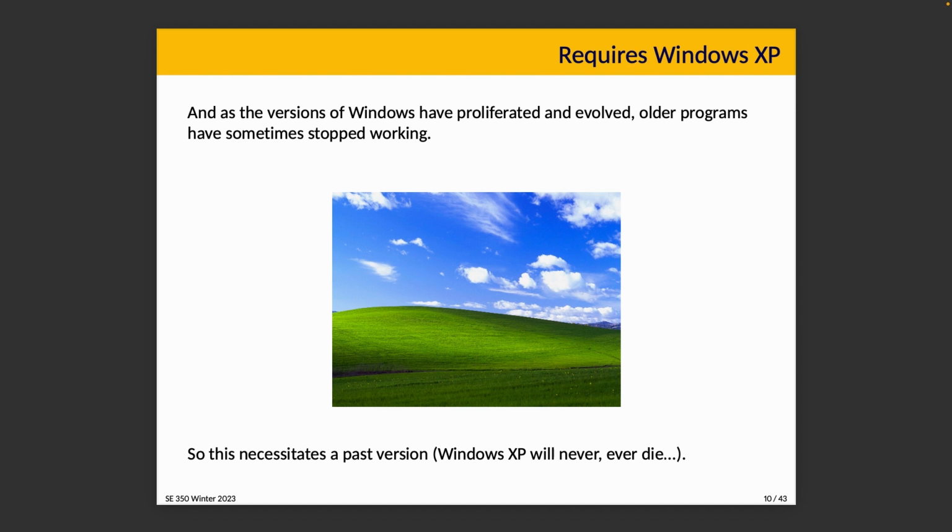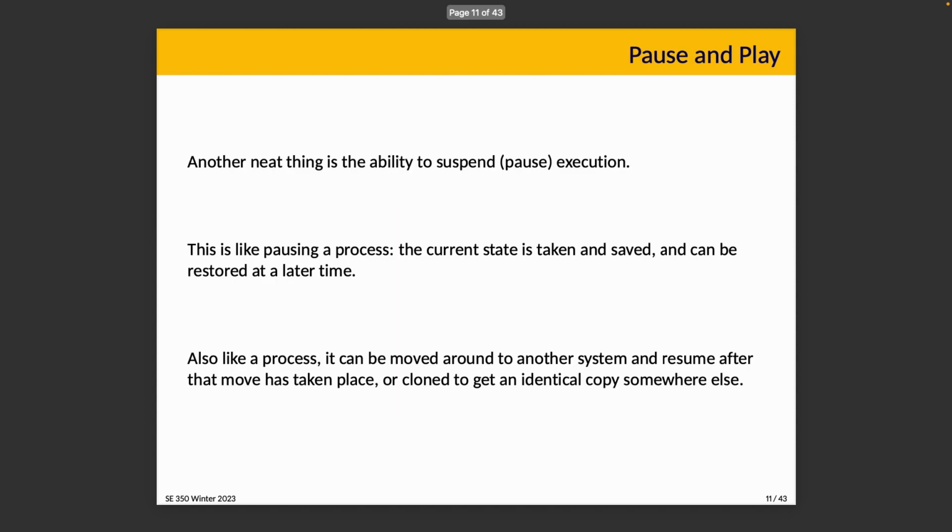So virtual machines are a way sometimes to have an environment where we can maintain an existing version of something that would otherwise not be available. Another thing that's actually very nice about virtual machines is that you can pause the execution of the running virtual machine, and this is like pausing all of its execution, so all processes, but also whatever the operating system is doing. And this is very much like pausing a process. The current state is taken and saved, and it can be restored at any time.